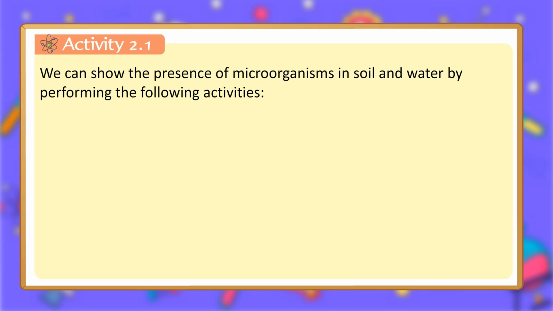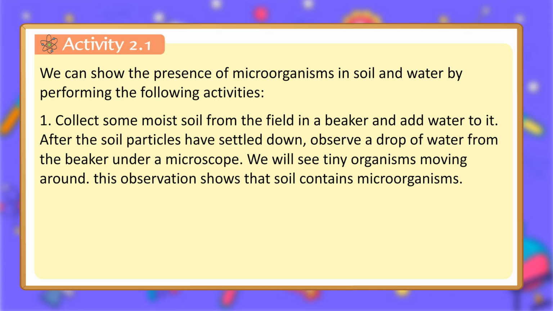Activity 2.1. We can show the presence of microorganisms in soil and water by performing the following activities. 1. Collect some moist soil from the field in a beaker and add water to it. After the soil particles have settled down, observe a drop of water from the beaker under a microscope. We will see tiny organisms moving around. This observation shows that soil contains microorganisms.